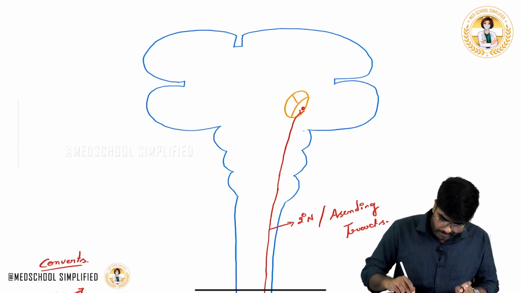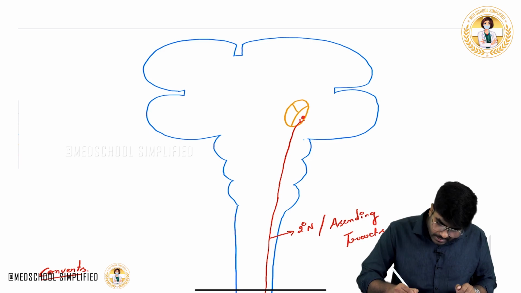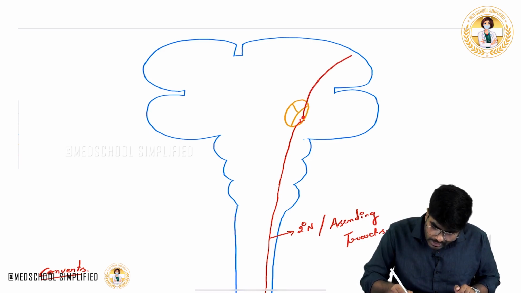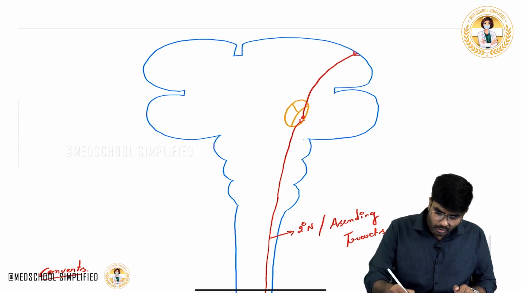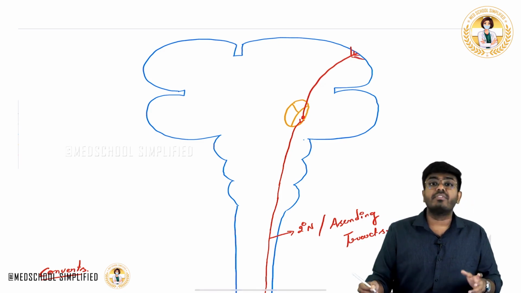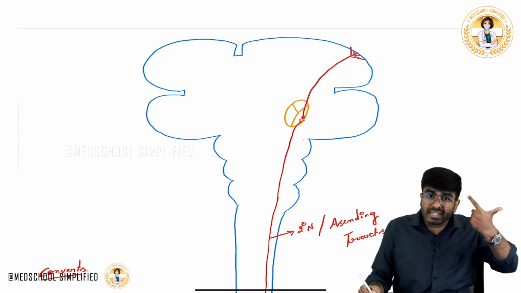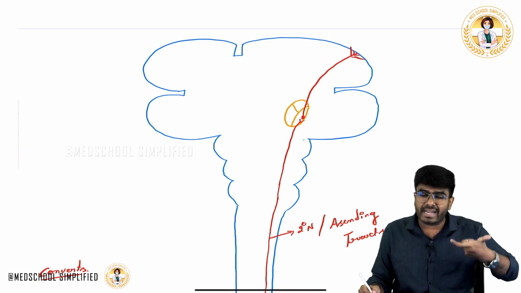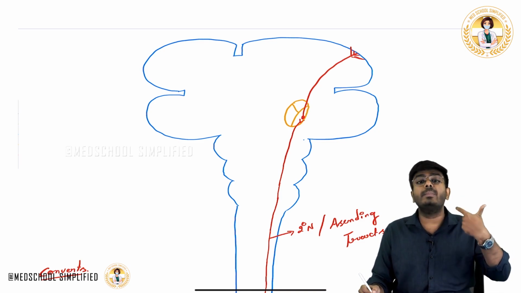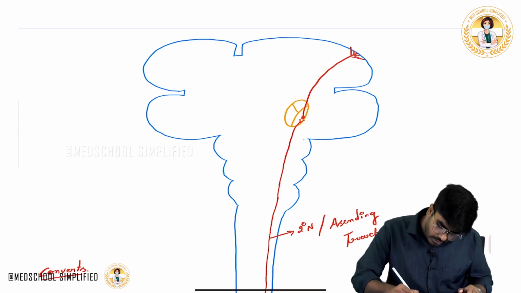Okay, now what will happen? From the thalamus, the third order neuron will start and go to the cortex, and the cortex is the place where you will feel the sensation. Cortex will process, cortex will understand. These electrical impulses will be understood by the cortex. So these are the third order neurons.